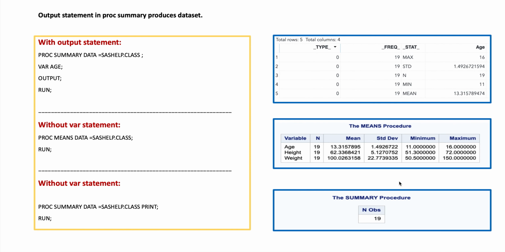Next I am going to explain what happens when we use the output statement in place of the print option. When we use the output statement, Proc summary produces a data set. The example is here: Proc summary data SAS.class var age. We provide the output statement here and run. When we run this third set of code, it will generate the result as shown in the first table on the right side. This table has 4 variables: underscore type underscore, underscore freq underscore, underscore stat underscore, and age.